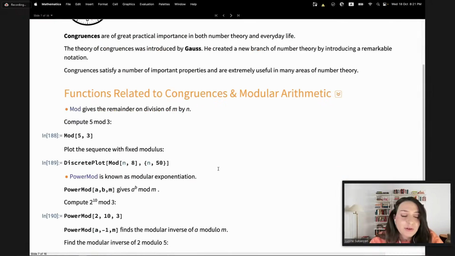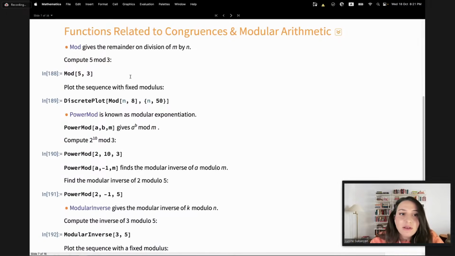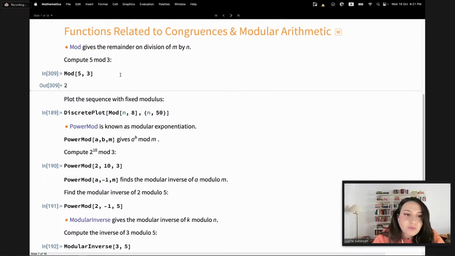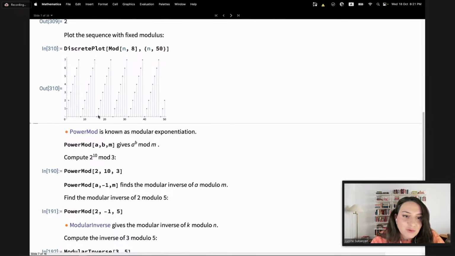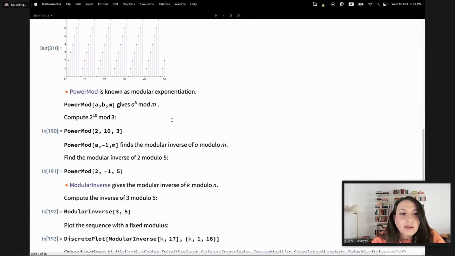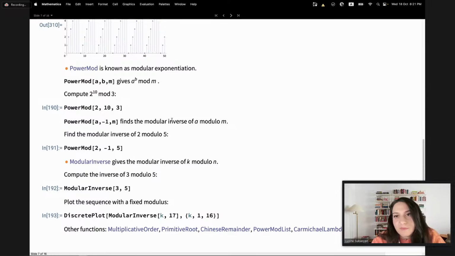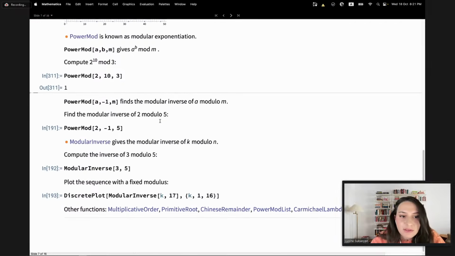So the functions here are Mod, which gives the remainder on division of m by n. So compute 5 mod 3 by just doing this, or we can just plot the sequence with fixed modulus, by doing this. And of course, the values are only 0, 1, 2, 3, 4, 5, 6, and 7, because the modulus here is 8. PowerMod is another important function, which is known as modular exponentiation. It just gives you a to the power of b mod m, like compute 10 to the power of 7 mod 3, easily by doing this.